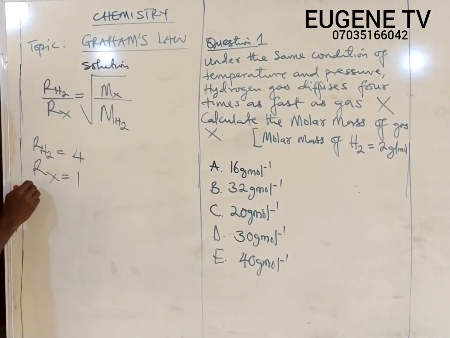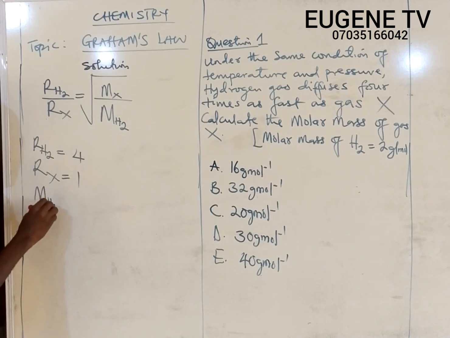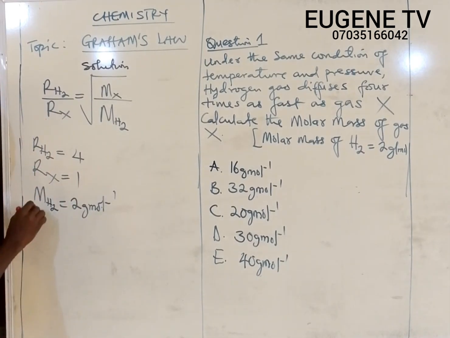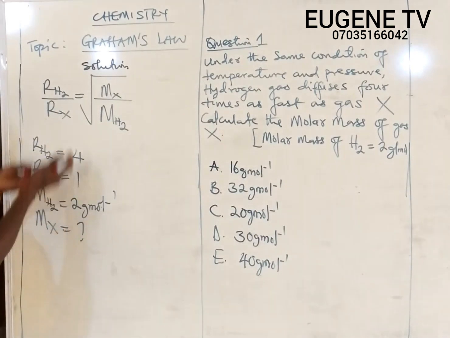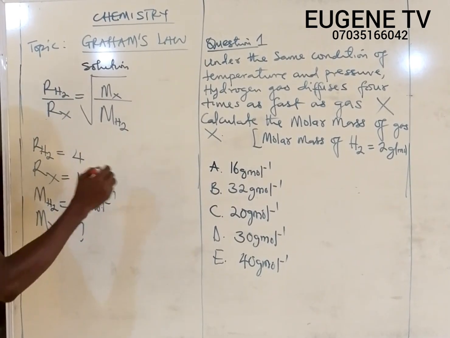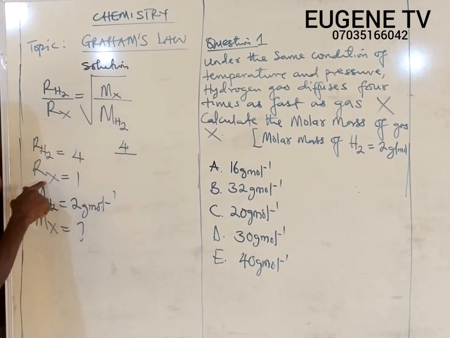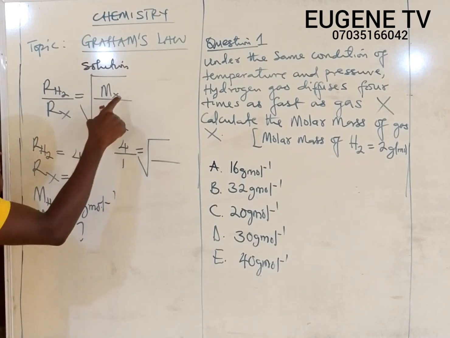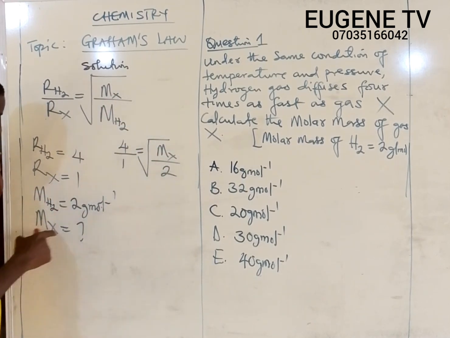So let us go. What should be the molar mass of hydrogen? The molar mass of hydrogen gas, let us say MH2, we are given from the question, which is 2 grams per mole. Then the molar mass of gas X, you don't know. That is what you are required to calculate. We can substitute this into our formula. So we have that the rate of diffusion of hydrogen is equal to 4, that of gas X is equal to 1, which is equal to the square root of the molar mass of gas X, which is MX, over the molar mass of hydrogen, which is 2, given to you from the question.